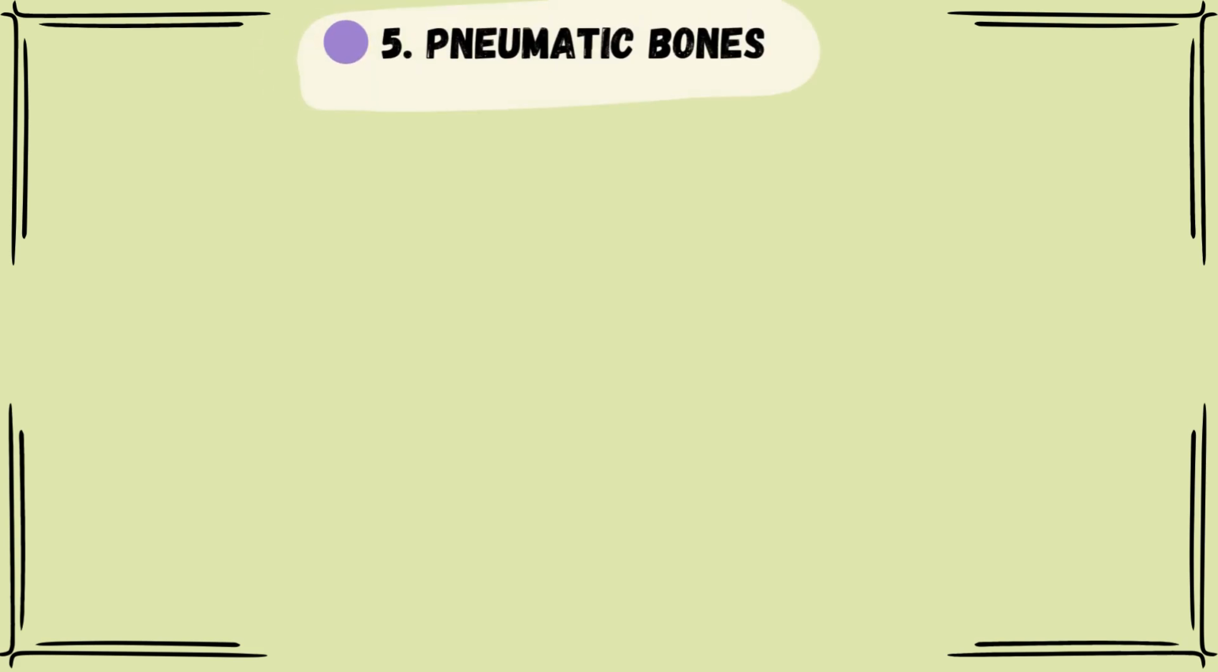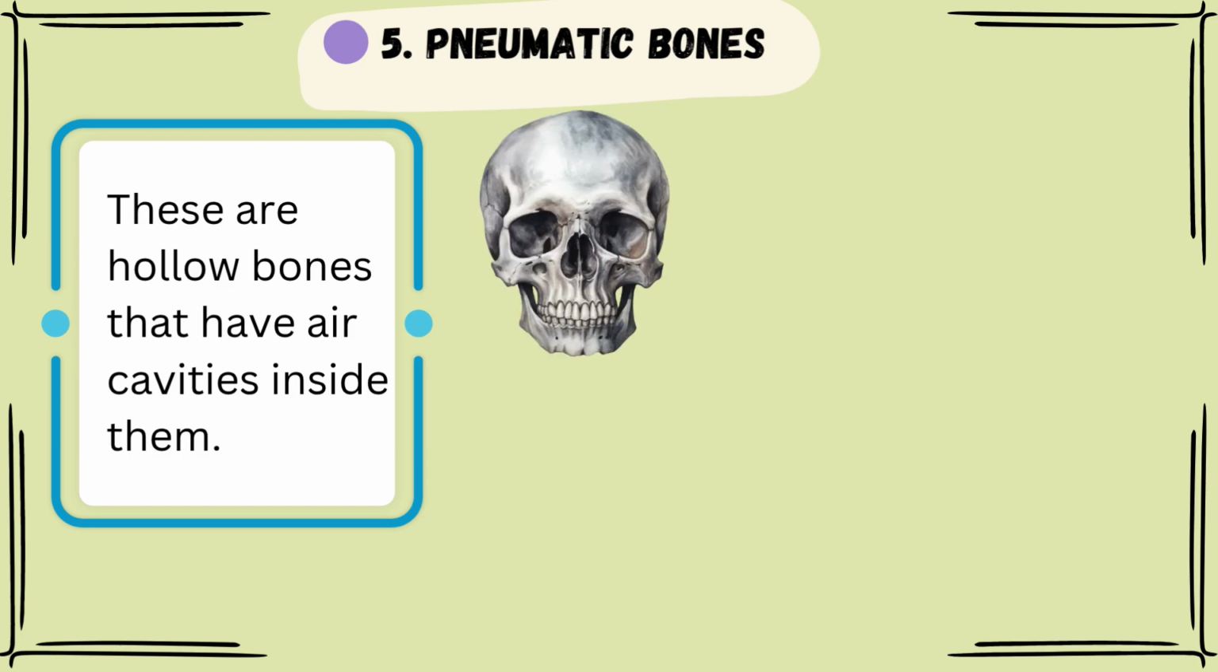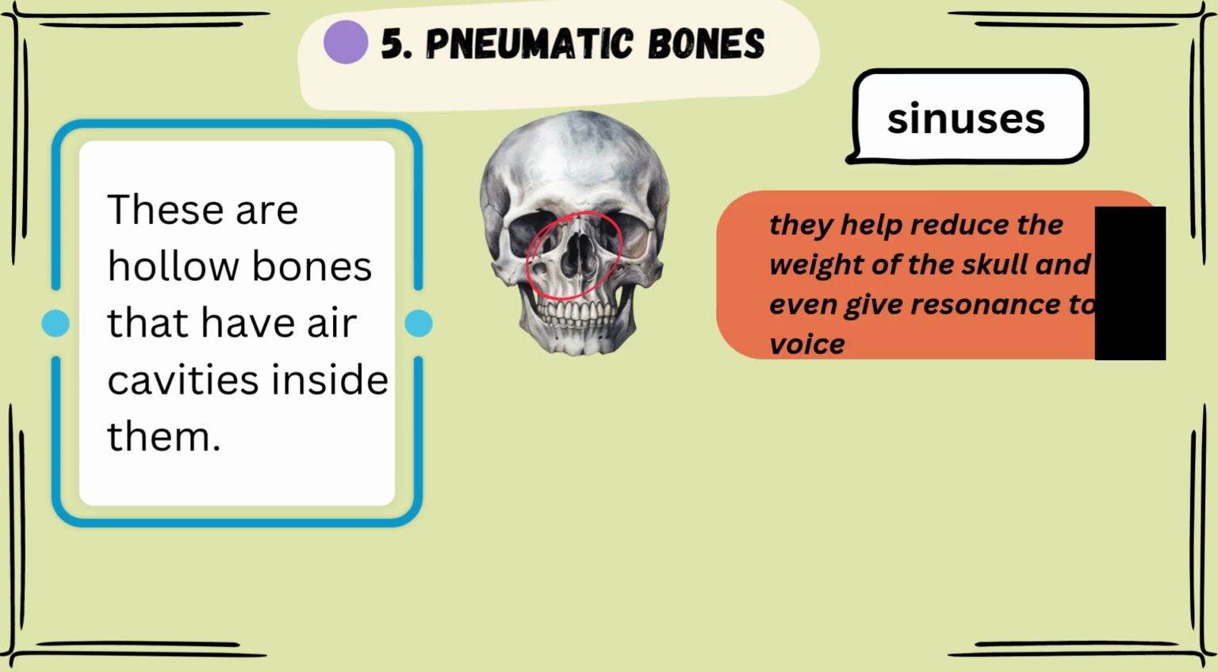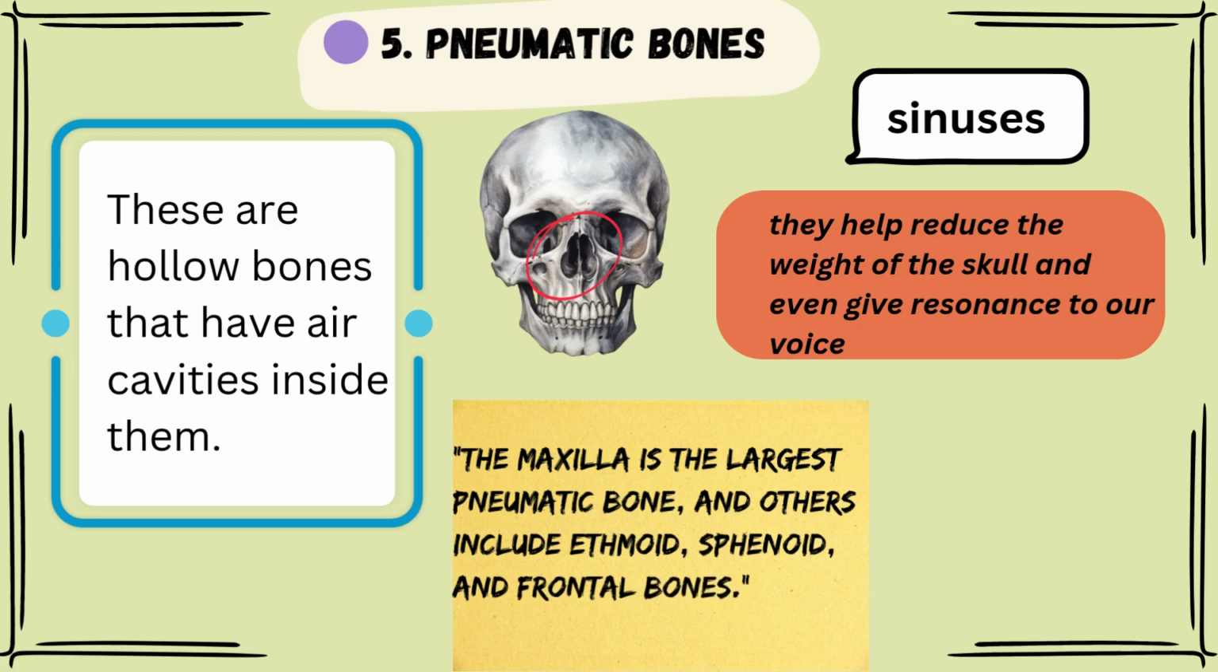5. Pneumatic bones. Now this one is cool. These are hollow bones that have air cavities inside them. They're usually present in the skull, especially around the nose. These cavities are called sinuses, and they help reduce the weight of the skull and even give resonance to our voice. The maxilla is the largest pneumatic bone, and others include ethmoid, sphenoid, and frontal bones.